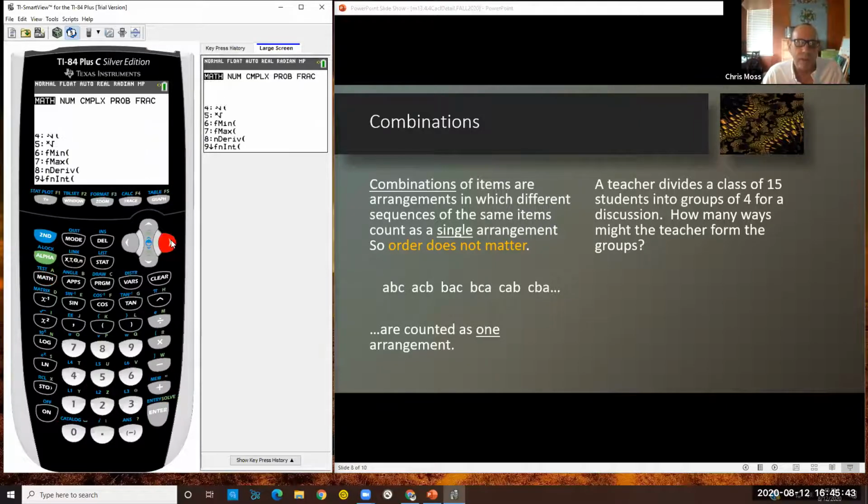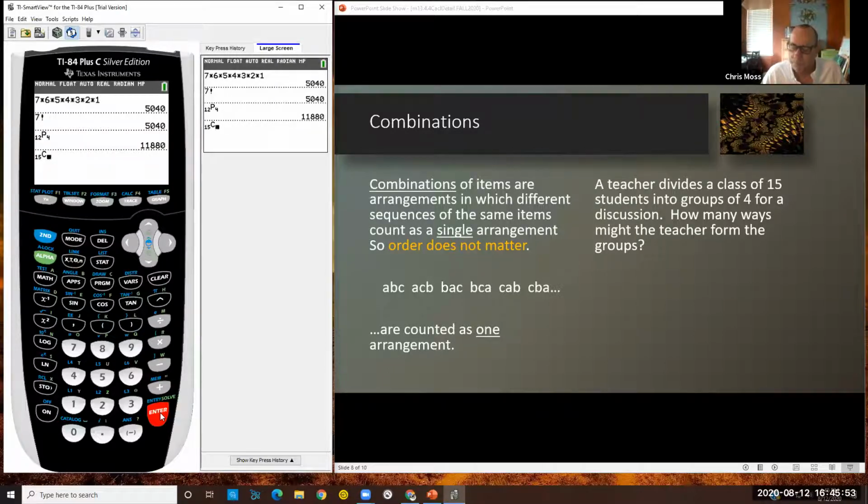Back to math. Back to probability. This time I'll scroll down using my arrow key. nCr, the number of combinations. How many items are we choosing? We're choosing 4. And then I'll hit enter. And I get 1,365 possible ways I might put my groups together in this situation. This is something teachers think about, by the way.